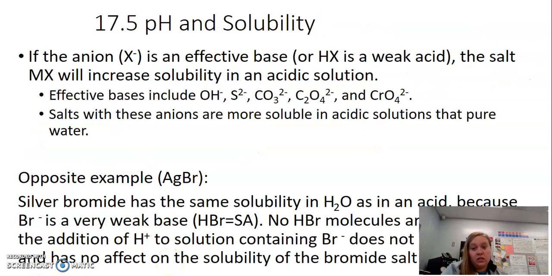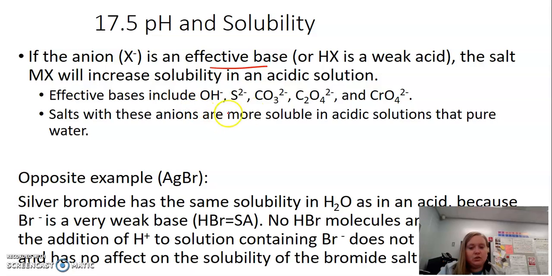All right, the last concept that I'm going to cover in this video is looking at how pH affects solubility. So we just looked at how a common ion affects solubility. Now we're going to look at the pH. If we're looking at an anion, let's just call it X, and the anion is an effective base, the salt that is made with that anion is going to have an increase in solubility in an acidic solution. And let's go back and look at some definitions. An effective base is the anion from a weak acid. So if HX is a weak acid, then its anion would be an effective base.